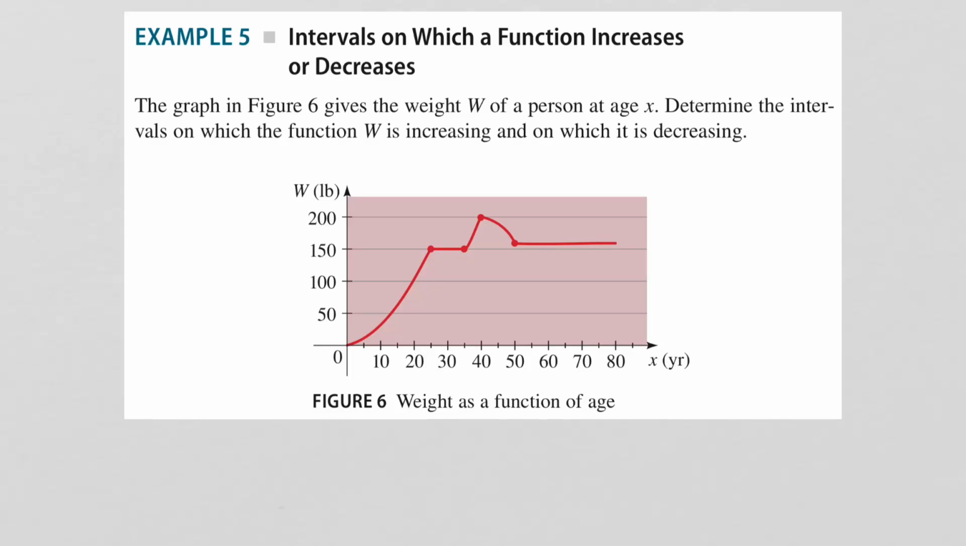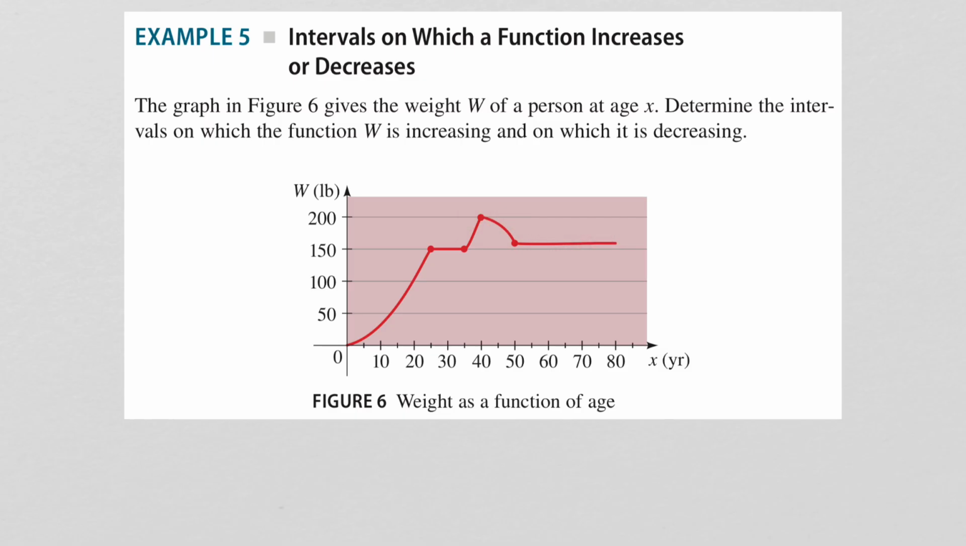So for example, here the graph gives us the weight of a person at a particular age x. Determine the intervals on which the function w is increasing and also on which it is decreasing. So we can see for this person at birth, they are here, and then their weight is increasing all the way up until they reach this age. And then the weight is the same from this age to this age, and then it increases again, and then the weight decreases, and then it stays the same.